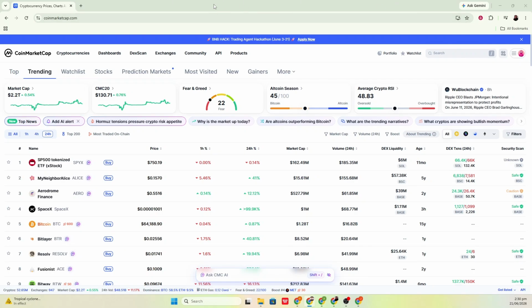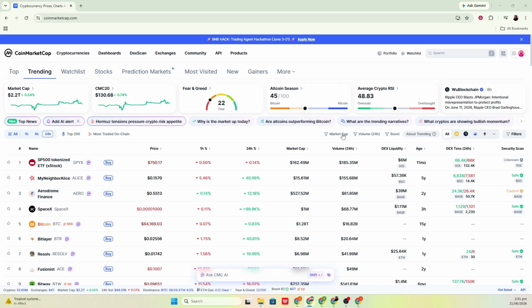In today's video, I will walk you through how to analyze crypto volume on CoinMarketCap. To analyze crypto volume on CoinMarketCap, open your browser and go to CoinMarketCap. On the homepage, you will see a list of cryptocurrencies ranked by market capitalization.